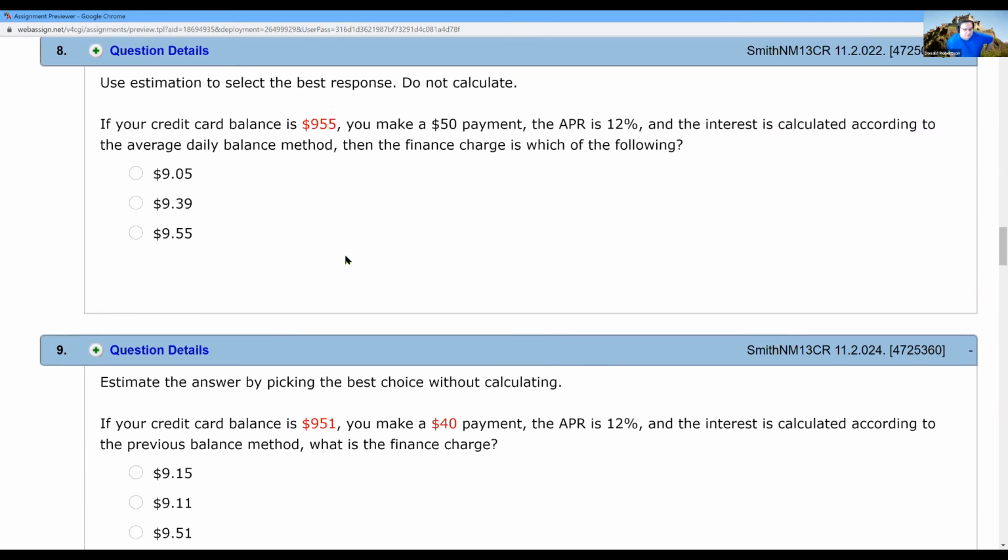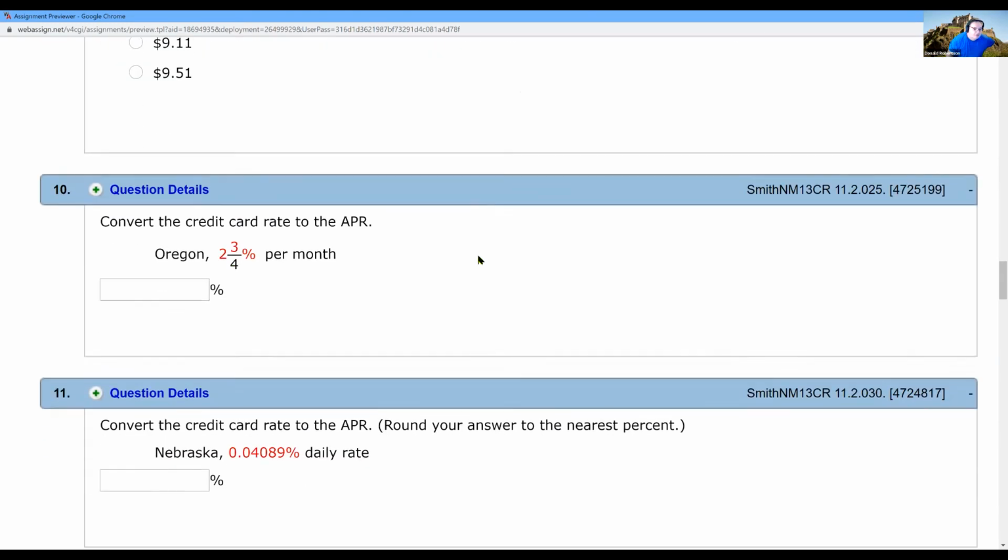Okay, you have $955 on your credit card. That's getting a bit big. You pay 50 down, so I guess it's gone to what, $905? Let's call it 900. And the interest rate is 12%. Oh, but that's per year. So wouldn't that just be 1% a month? And if you put that together, you get that answer, or you get that answer. I'm not going to tell you that one. There's the same question again. I won't tell you that one.